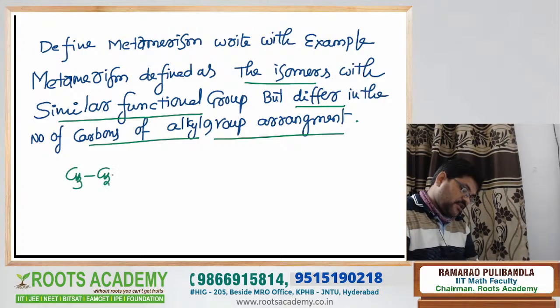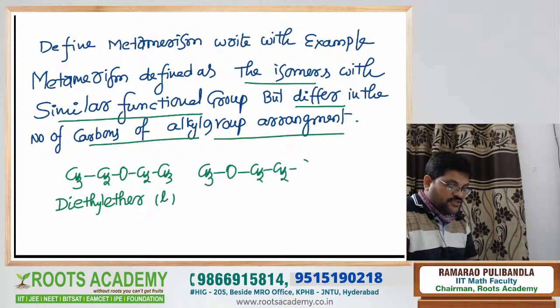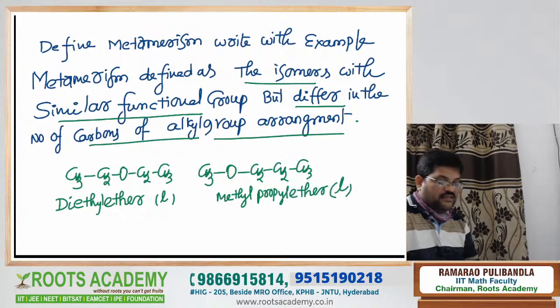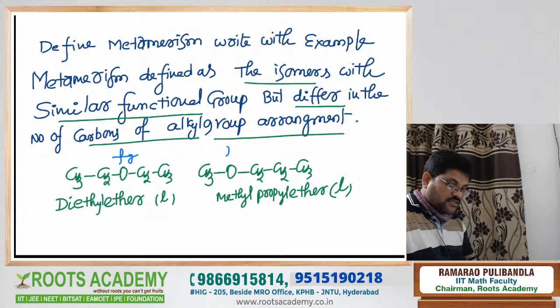CH3CH2OCH2CH3. This is called diethyl ether. That same ether you can write like this: CH3OCH2CH2CH3. This is called methyl propyl ether. Here the functional group is the same. What is the functional group here? The oxygen is the functional group here.